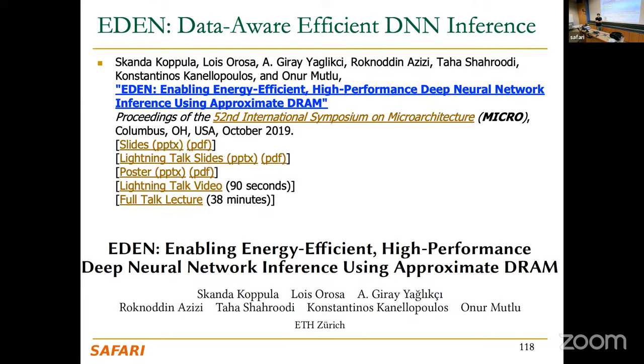Why is this an example of hardware-software co-design? Because we also need to retrain the networks a little bit, so that affects the software, in order to better tolerate the errors. And at the same time, we are changing the way that we use DRAM.